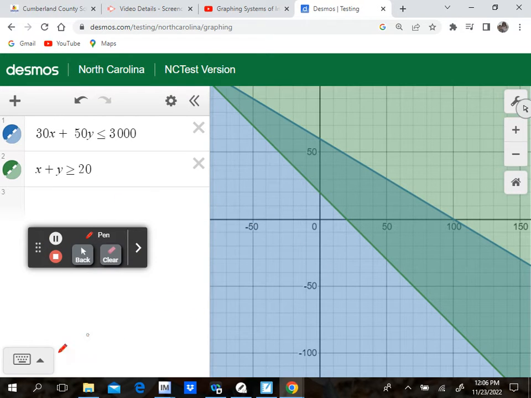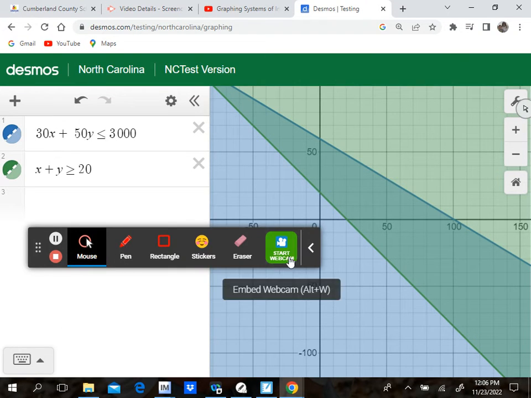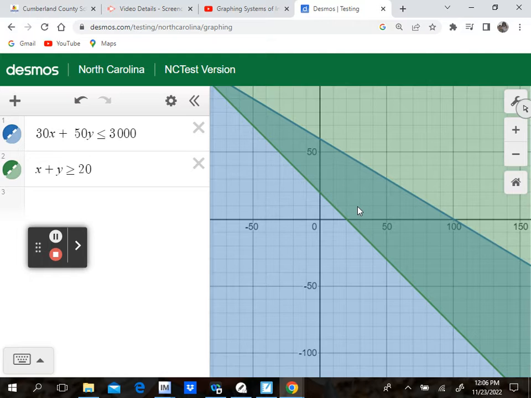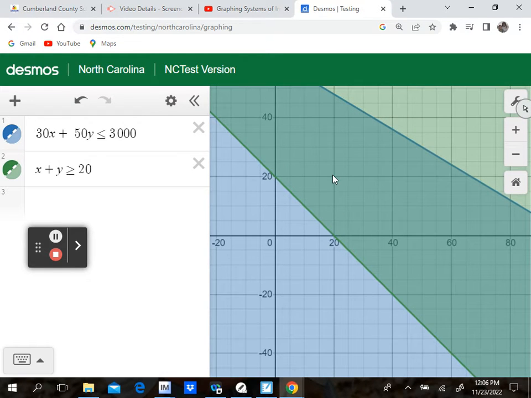Okay, so let's pick a point such as, I'm going to pick this one right here. So that would be 20 and 20. That would work. So that's a possible point, 20 weekday and 20 weekend.